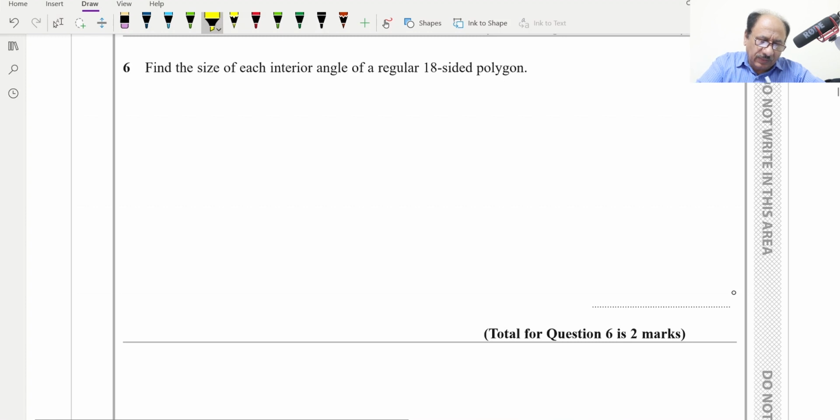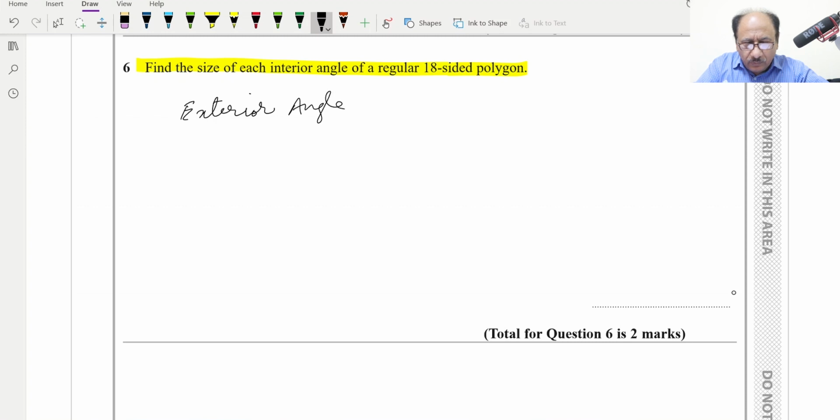Question number 6. Find the size of each interior angle of a regular 18-sided polygon. 18-sided. We know the exterior angle of a polygon is equal to 360 divided by the number of sides, and the number of sides is 18, so this will be equal to 20. So the angle will be 20 degrees. Now this is 18 sides, so that's why we divided by 18.